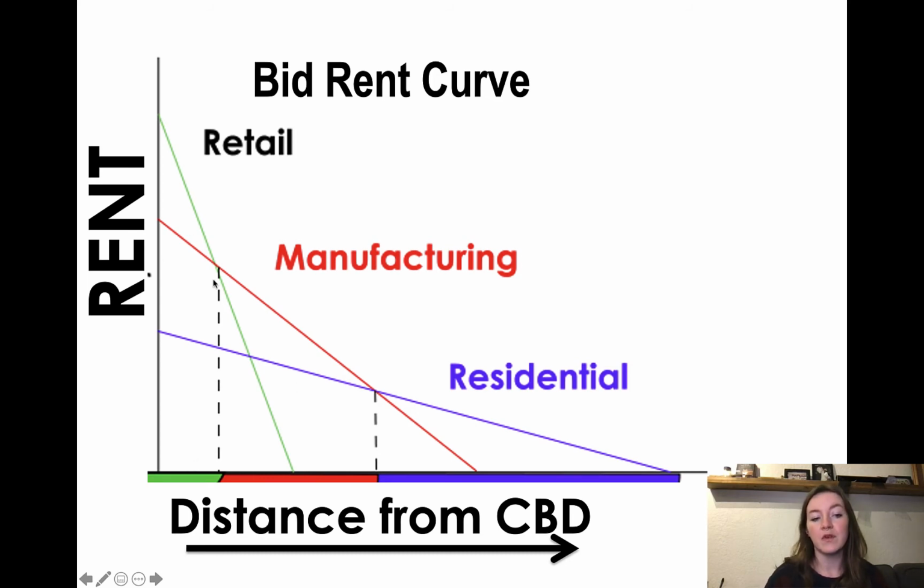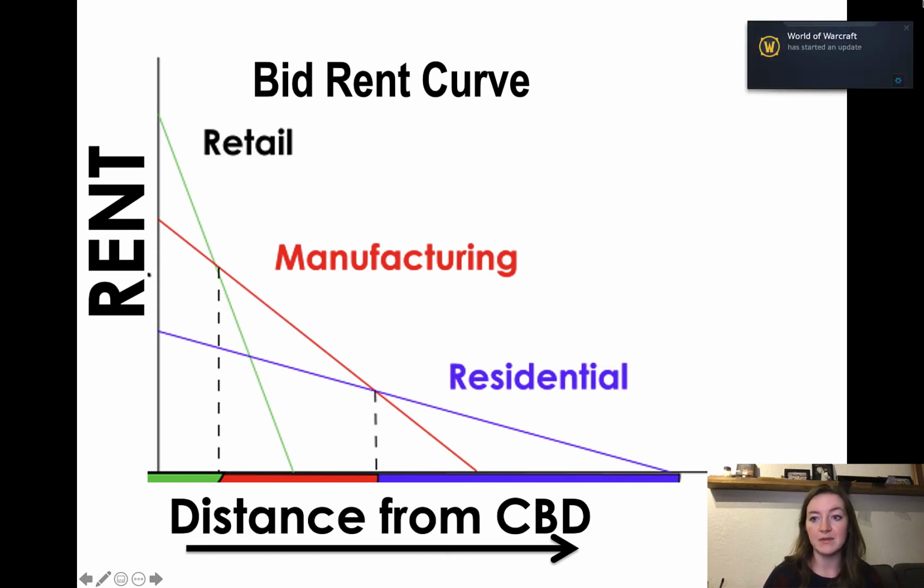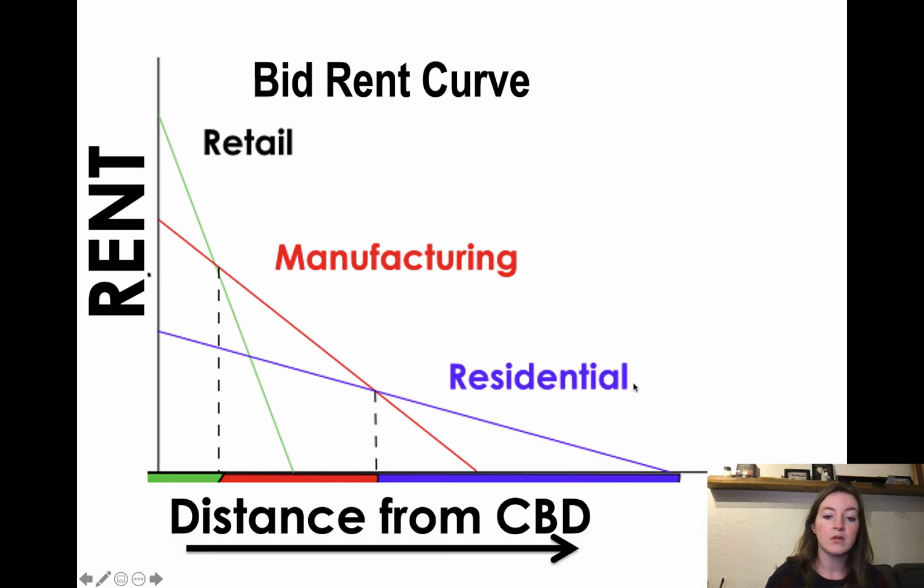So very close, we're going to put usually most of our retail. It'll start to get out a little bit farther. Manufacturing anywhere from very close to quite far. Residential, again, very close to very far. And if it is closer, if it's in the CBD, residential will be fairly expensive, as will any of these.